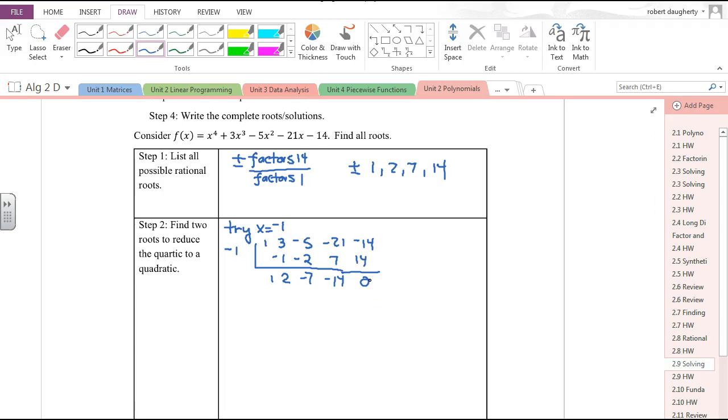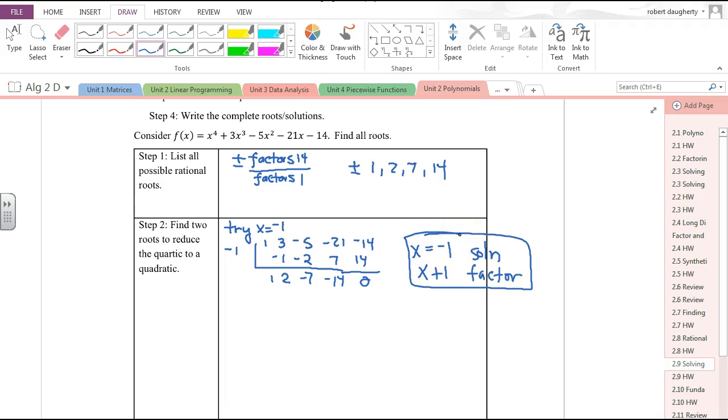Negative 1 is a solution. So x equals negative 1. That is a solution. What is the factor? Yeah, x plus 1 is the factor. Okay, so I know that right off.